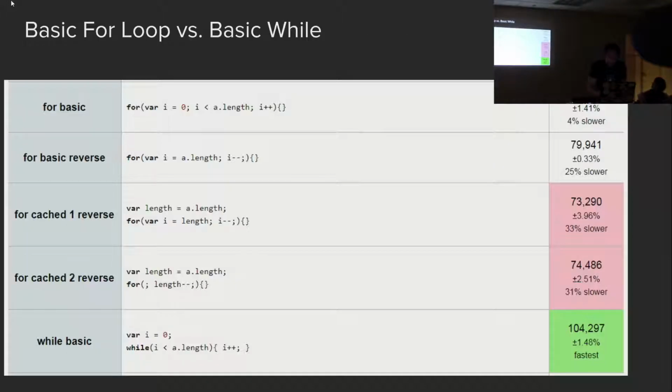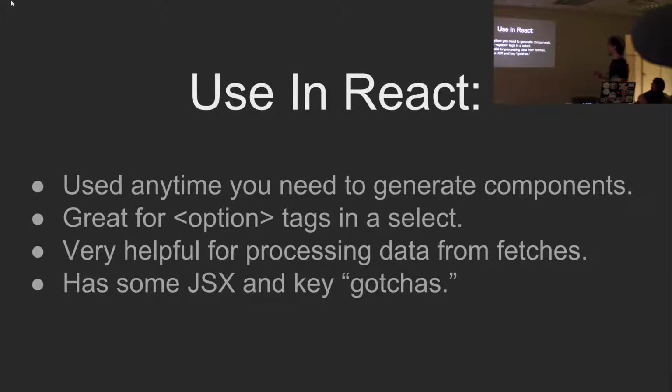So with that, let's talk about usage in React. And for those of you who don't know React, don't get worried about this. I'm going to use some terms, but it's sometimes good to hear something you don't know so that when it comes up, you're like, oh, I've already heard about that. Map is generally used anytime you need to dynamically generate components.